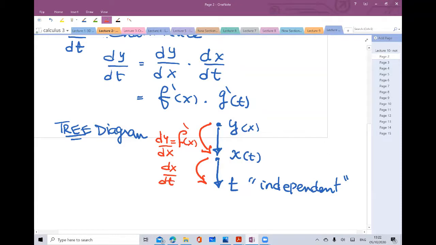So overall, when I go from the top node to the ending node, this is the derivative of concern, which is dy by dt. When I am on the same branch, dy by dt is equal to dy by dx times dx by dt. I take the product of the two terms on the same branch.